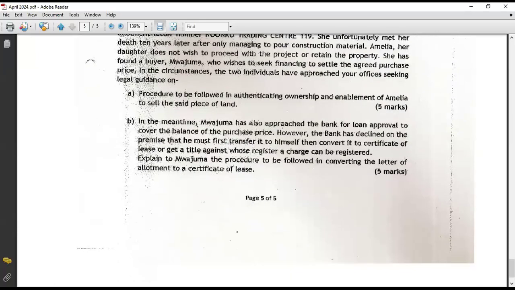In the meantime, Mwajuma has approached the bank for loan approval to cover the balance of the purchase price. However, the bank has declined on the premise that he must first transfer it to himself, then convert it to a certificate of lease, or get a title against whose register a charge can be registered. Explain to Mwajuma the procedure to be followed in converting the letter of allotment to a certificate of lease. So Helen, interpret that question.